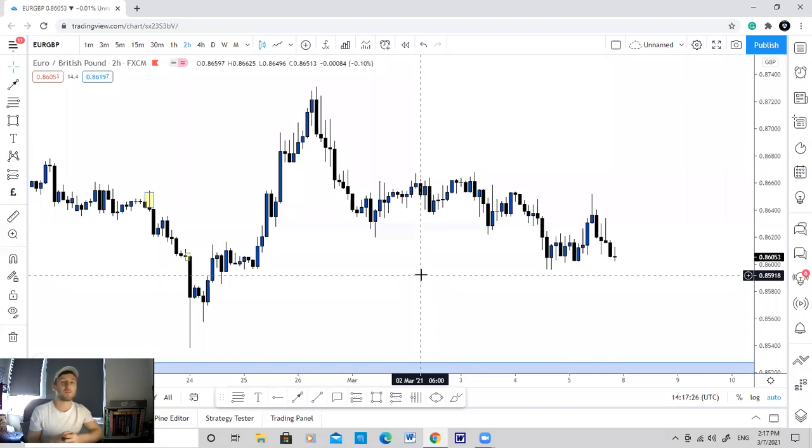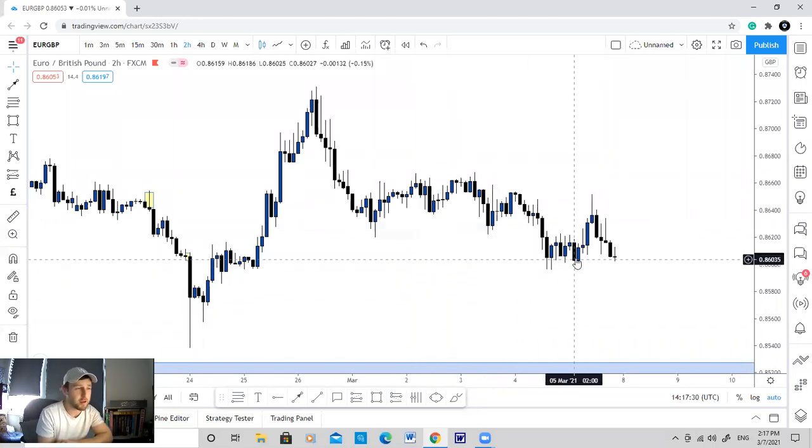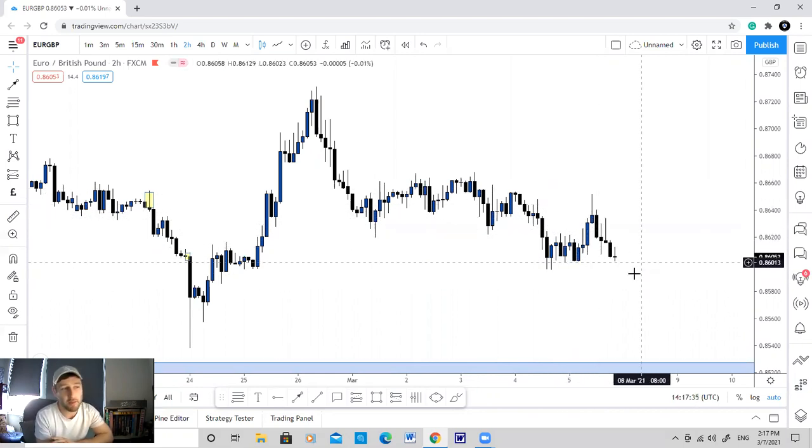Okay, guys, the next one I wanted to talk about was the euro pound. I was mentioning a buy around the 86 area. I know one of my students actually caught this trade. They were in it for 50 pips. It's actually come back to the same area.